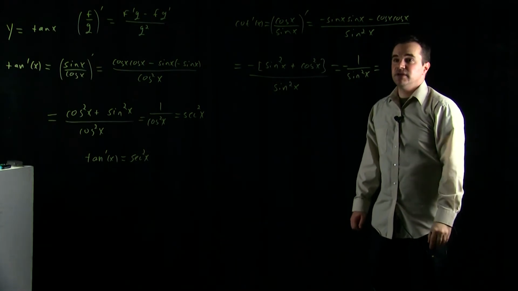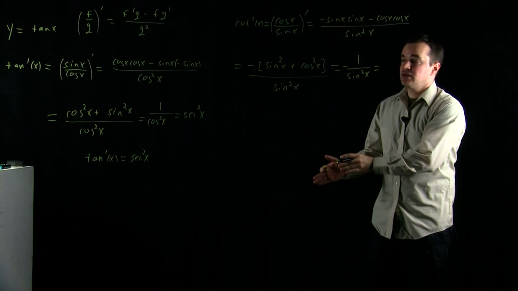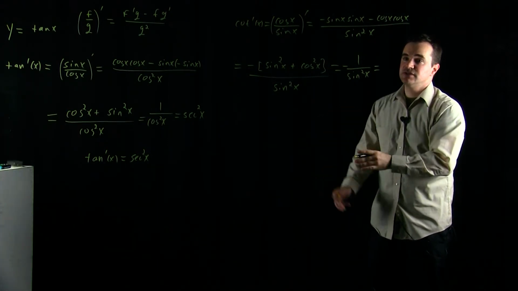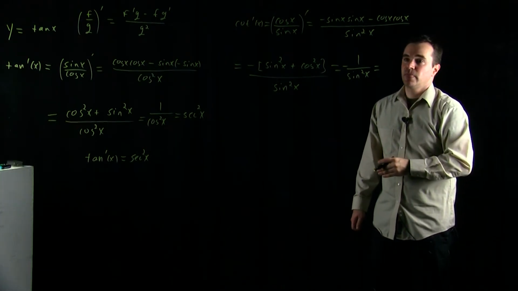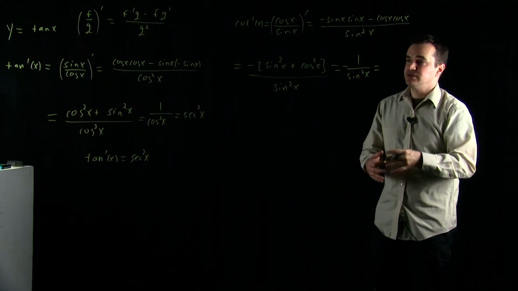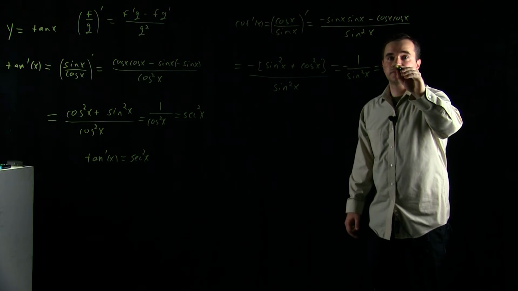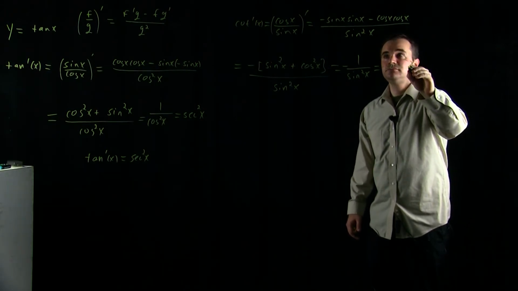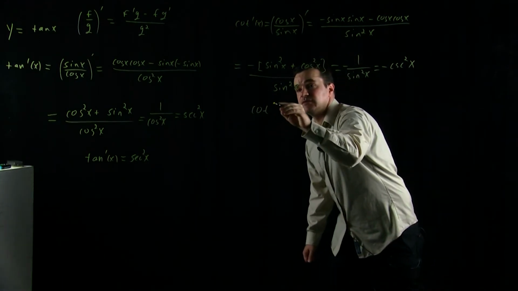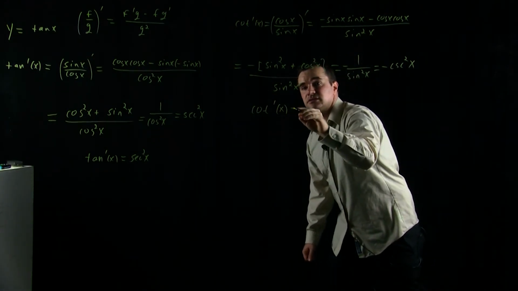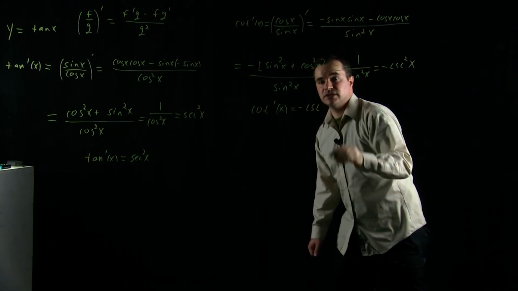Remember that 1 over cosine is secant of x, so 1 over cosine squared is secant squared. 1 over sine is cosecant of x, so 1 over sine squared is cosecant squared. So you get negative cosecant squared of x. So this tells you, when you put it all together, that the derivative of cotangent of x is equal to minus cosecant squared of x.